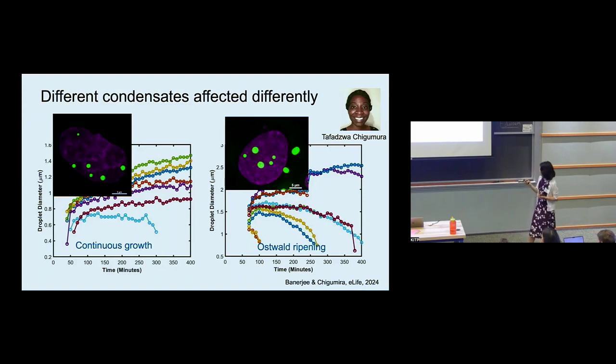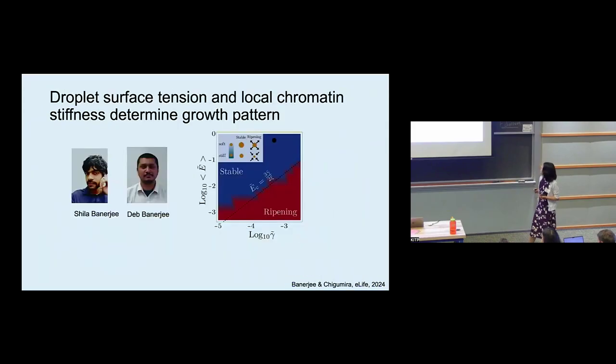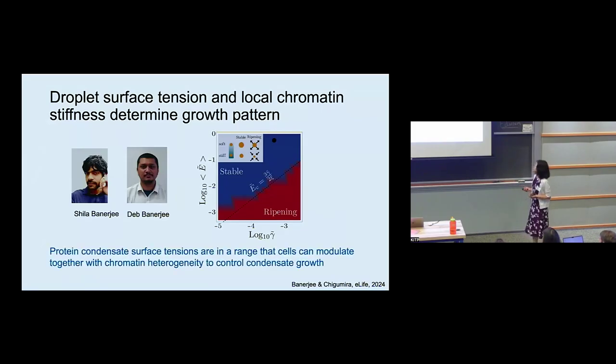To make sense of this, we collaborated with our colleagues in physics to define regimes in which you will have stable growth, and under what conditions we will have ripening. And although theory predicts elastic ripening, I want to say that we've never observed elastic ripening for all the condensates that we have looked at so far. So it's a suppression of Ostwald ripening in most cases, but that depends on the condensate property.